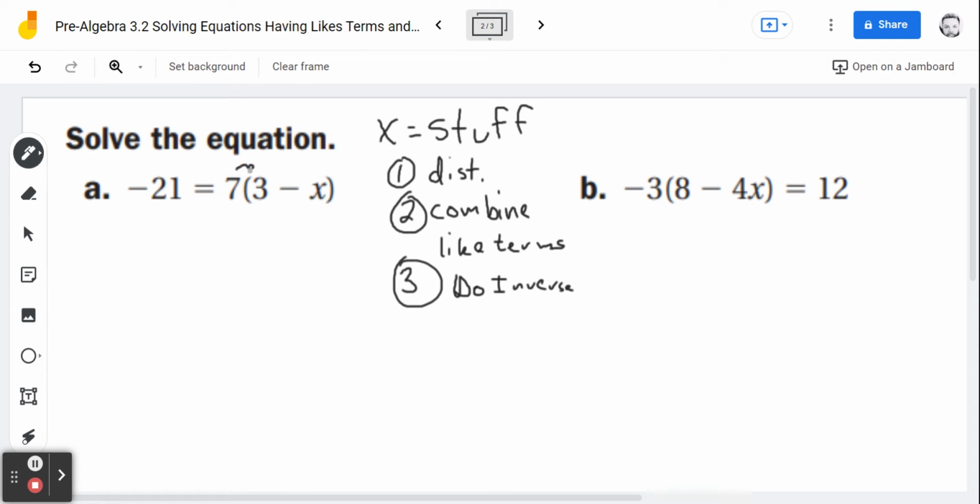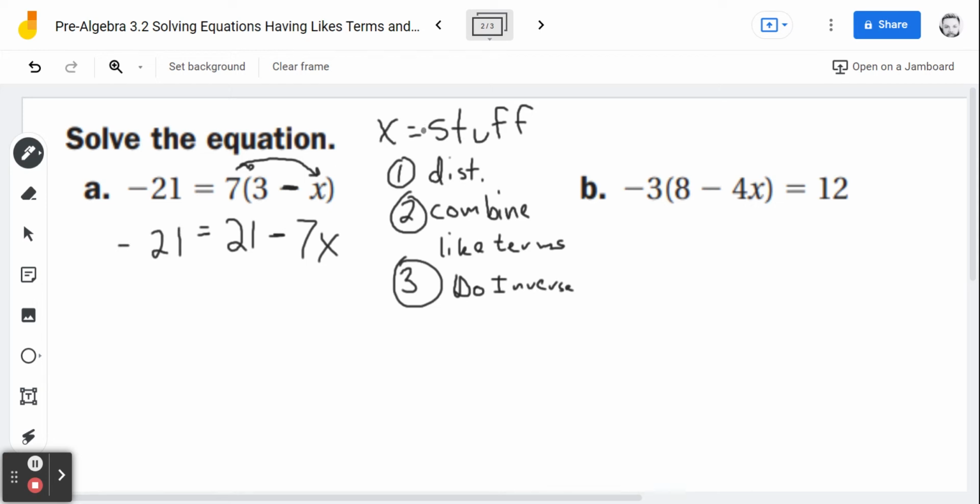So I'm going to distribute this 7 through the parentheses. What's 7 times 3? 21, right? What's 7 times x? Oh, you know what? It's a negative x. So what should it be? Negative 7x, right? I forgot about that. And then this just stays negative 21.